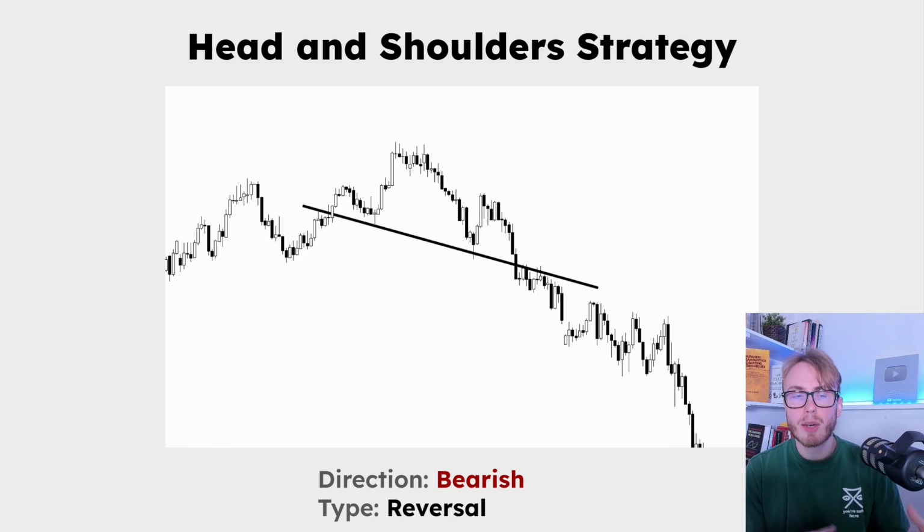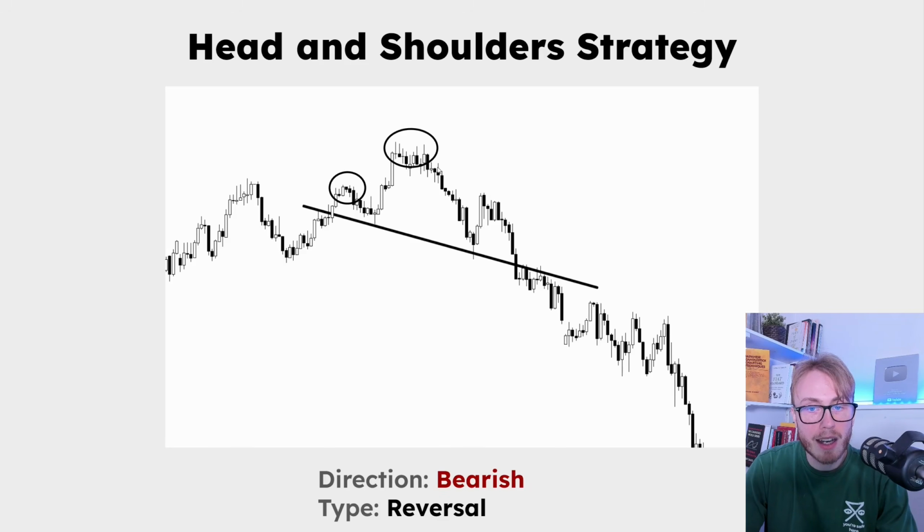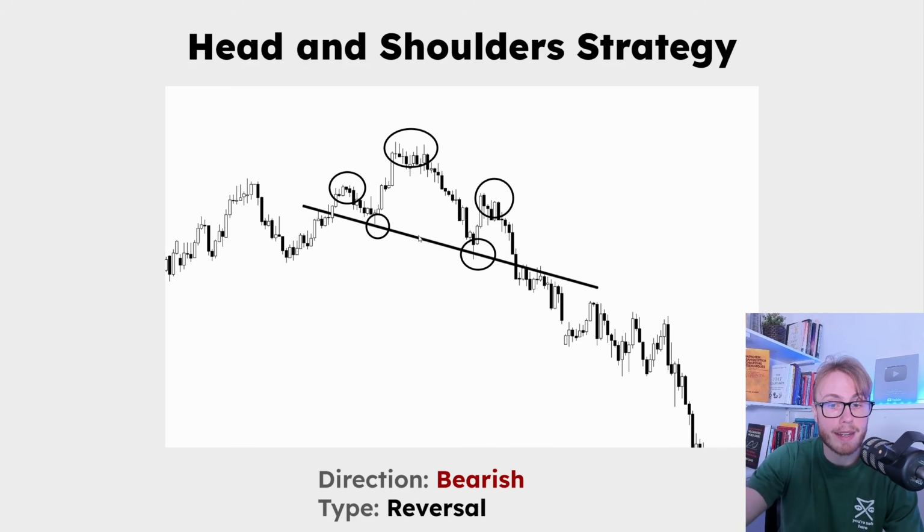So now let's take a look at the head and shoulders strategy and a real market example. The first thing we of course need to do is identify the pattern. In this case, you can see that we have one high, then a higher high, and then a lower high. And you can also see that the lows in between the highs are sloping downwards. And as I said, that makes the pattern stronger.